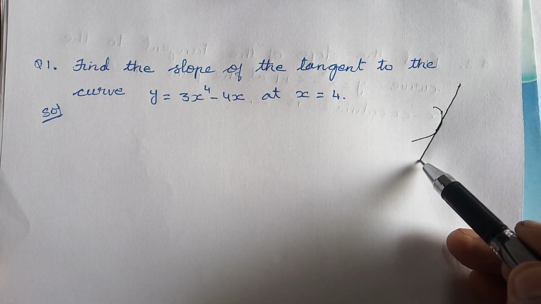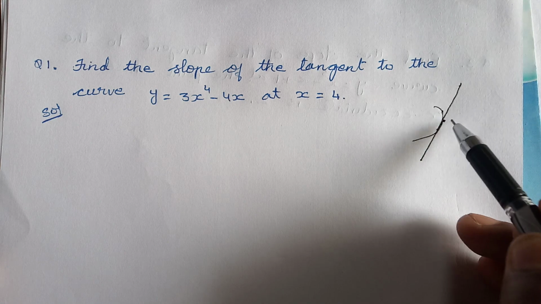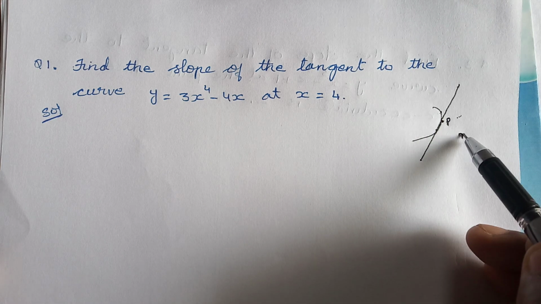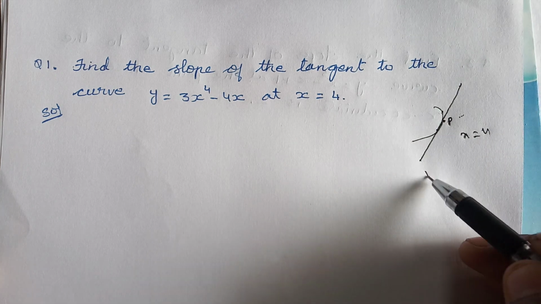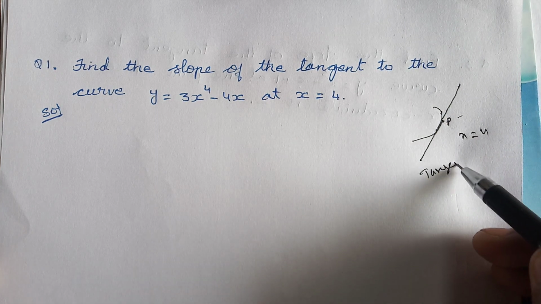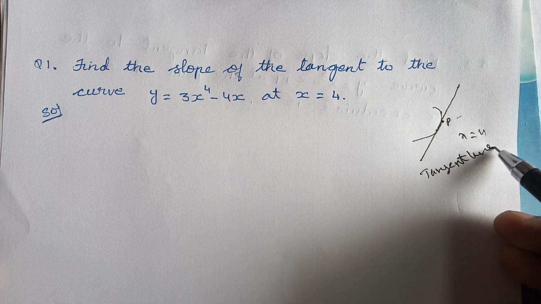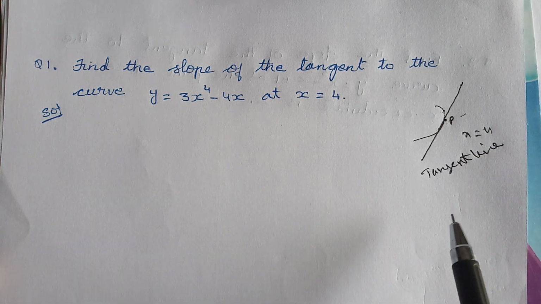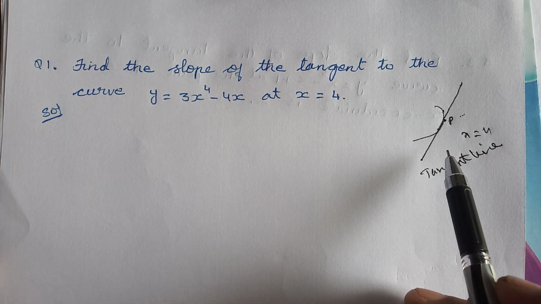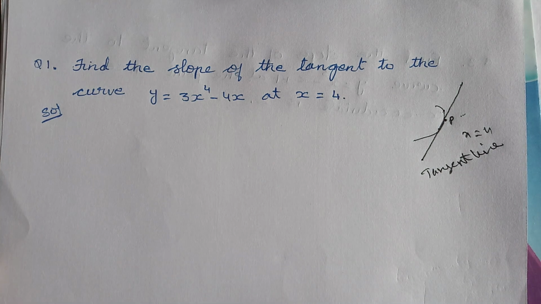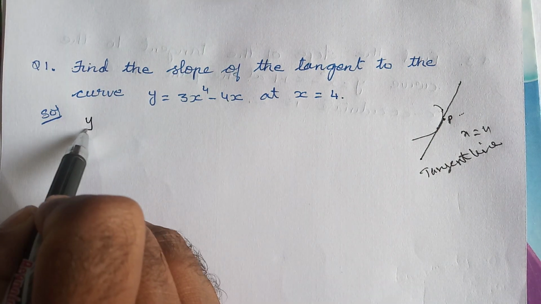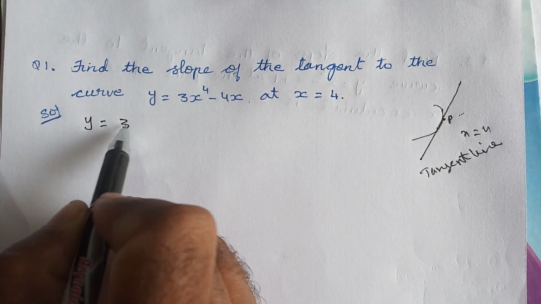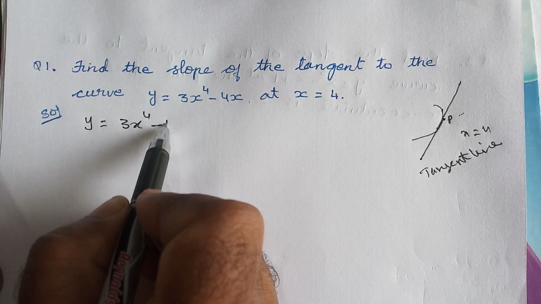At this point, given x equal to 4, you have to find the slope of this tangent line. The slope of the tangent line, how much slope is there. To find this, given y equal to 3x to the power of 4 minus 4x.